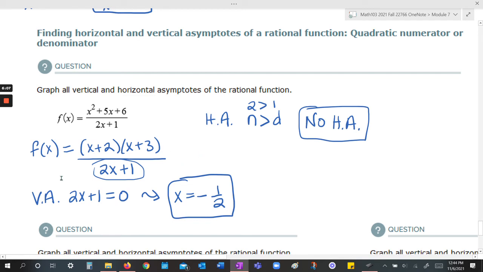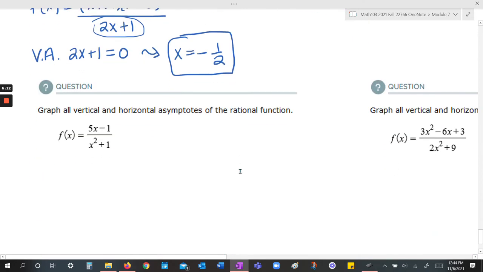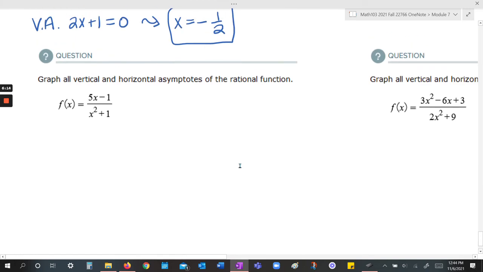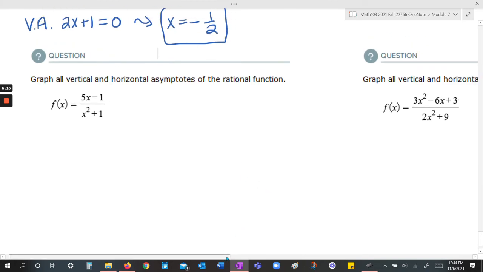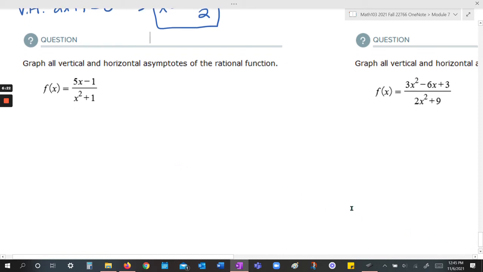All right, and then a couple more just to see some of the different possibilities. Ooh. So it's actually possible to get 0, to get no vertical asymptotes as well, even though you have x's in the denominator. But first off, let's talk about the horizontal asymptote for this particular one.